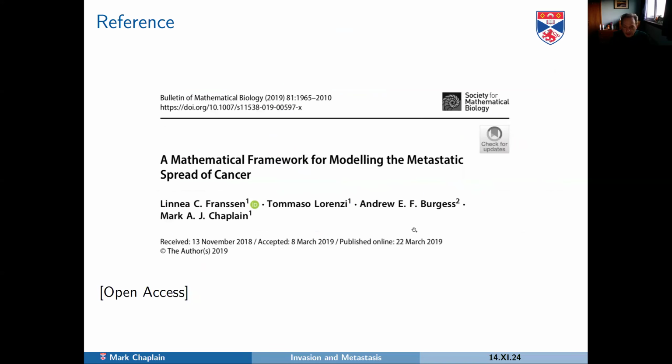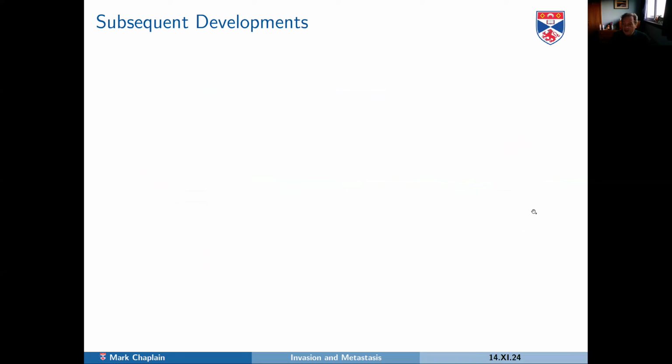Okay, and then that was published a few years ago in the Bulletin of Mathematical Biology. The basic, we called it a framework for metastatic spread. And then subsequently, we've developed things a bit further.